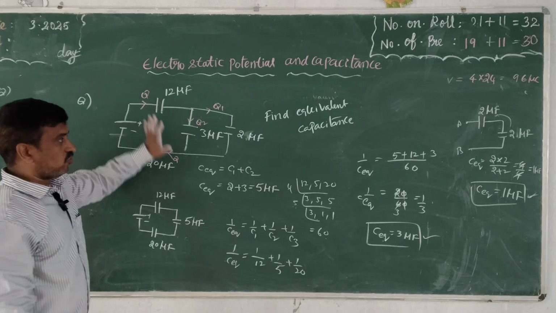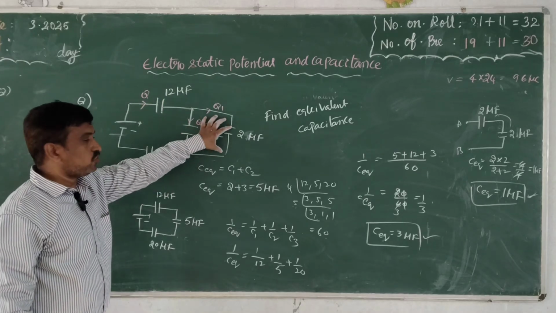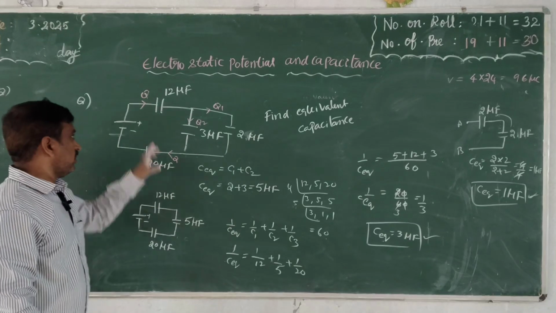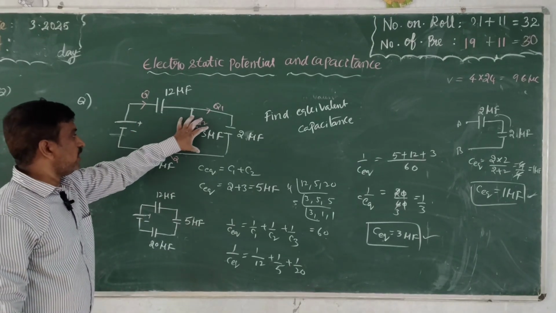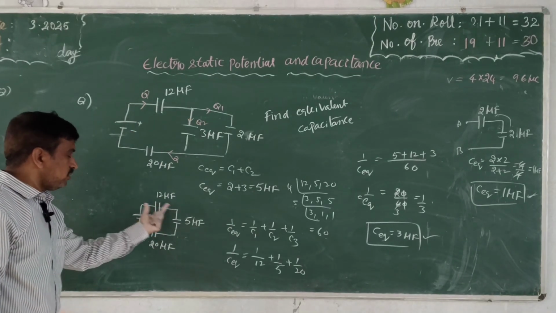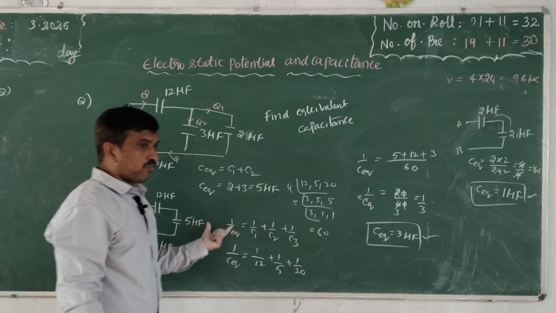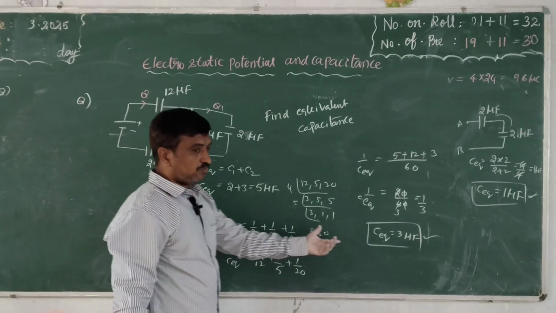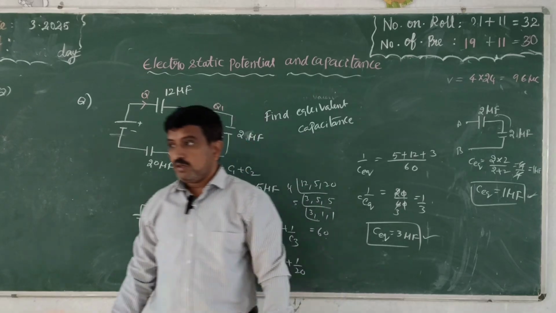According to that we can solve this one. Here q1 and q2, these two are parallel. Parallel means just added, 2 plus 3, 5. Here q and q combine, we get q, the same charge, so series. For series, 1 by C equivalent equals 1 by C1 plus 1 by C2 plus 1 by C3. We can simplify and get the answer. Yes, this is the solution.